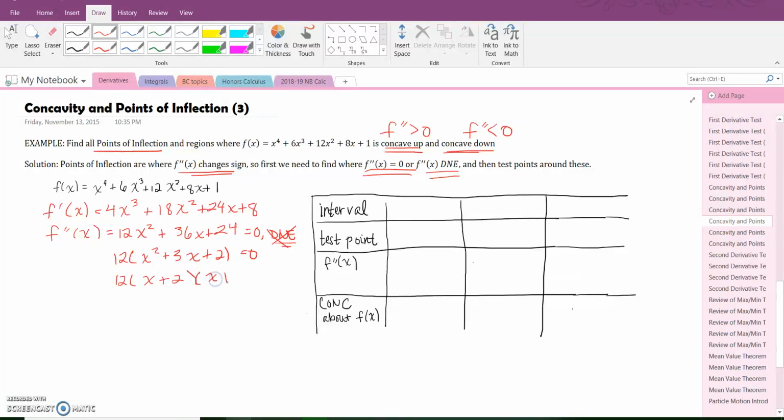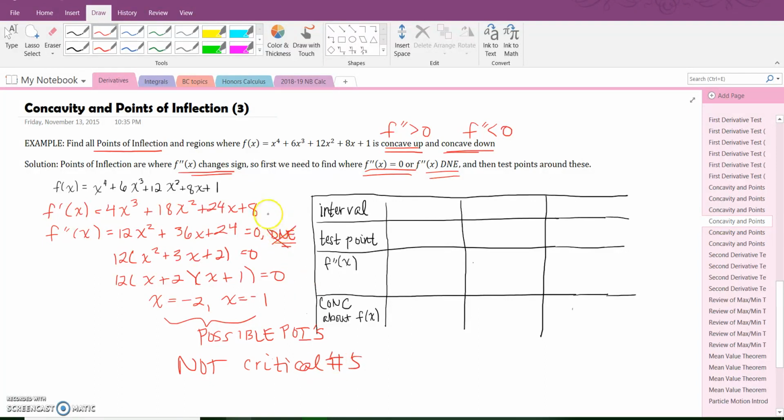12 is irrelevant. It only matters if we were graphing it. We're not graphing the function. Okay, 2 times 1 multiply to 2 and add to 3. So I have -2 and -1. Now, these are possible. Make sure you label this. These are possible points of inflection. These are not critical numbers, because a critical number would be where my derivative was 0 or does not exist. That's for extrema. I want critical numbers. I'm sorry, oh my God. I want points of inflection. So I want to know where the second derivative is 0 or dne. So I have possible points of inflection here.